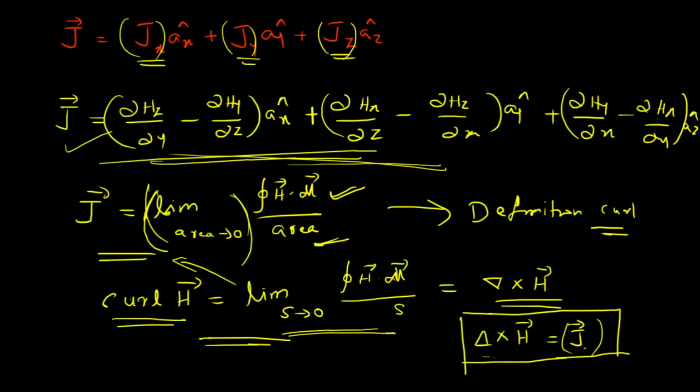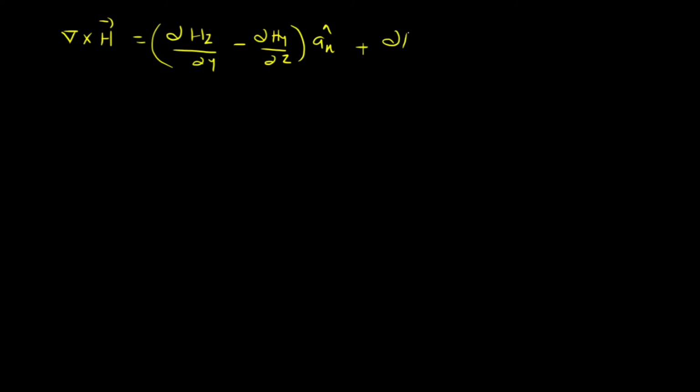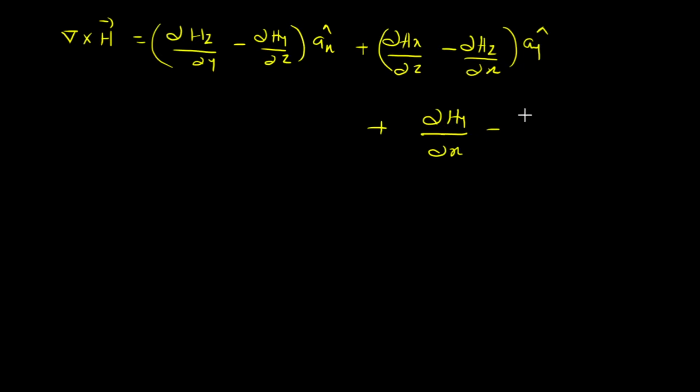To be more clear, let me write it. So curl of h can be calculated using the formula: variation of z component in y direction minus y component in z direction, ax cap, plus del hx by del z minus del hz by del x, ay cap, plus del hy by del x minus del hx by del y.